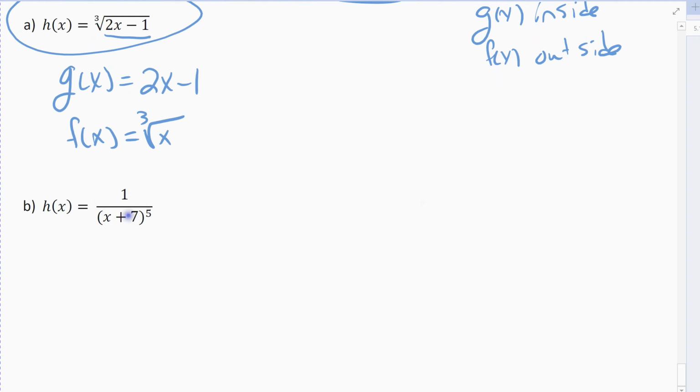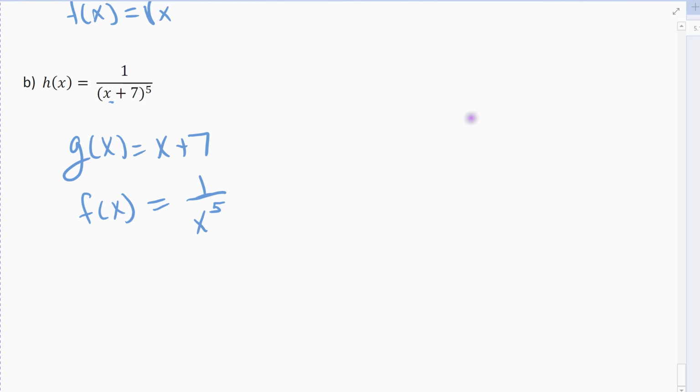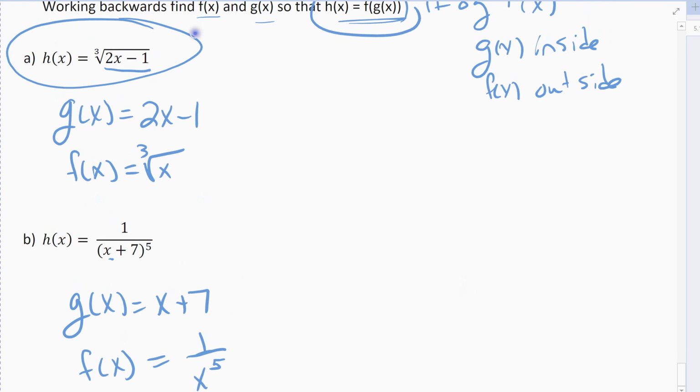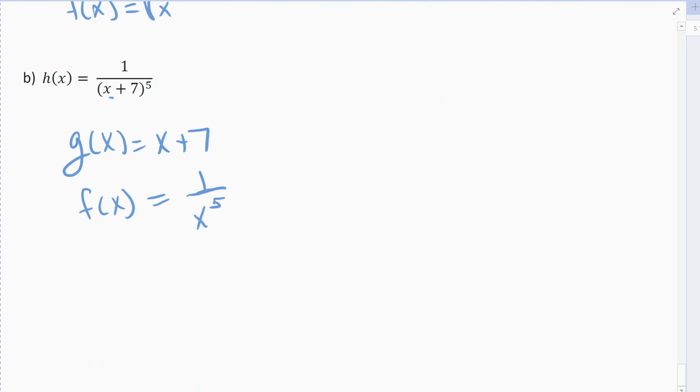The same thing for this one. What's inside of another function? Well, the x plus 7 is inside the 1 over x to the 5th. And so g of x is x plus 7. F of x, if I replace that with x, is 1 over x to the 5th. For some reason this second one is the harder of the two for students. They get the first case pretty easily, but the second one is a little harder for students. I don't know why, for whatever reason it is.